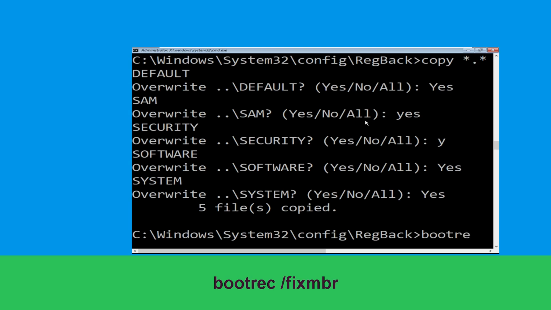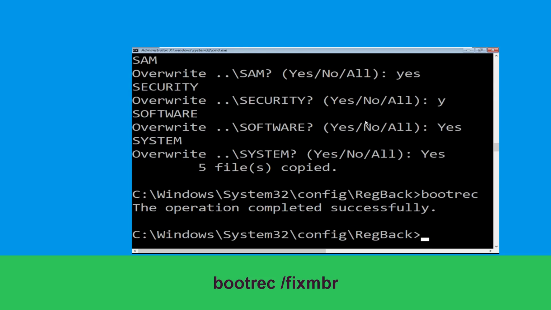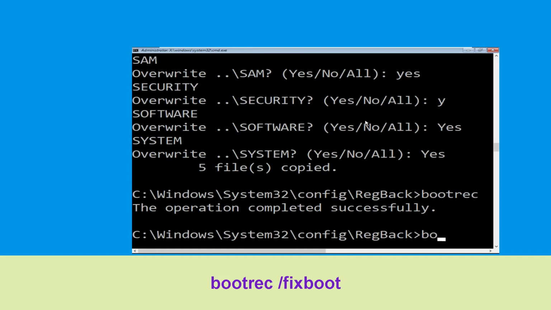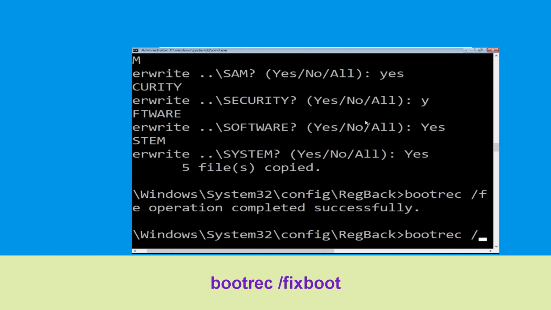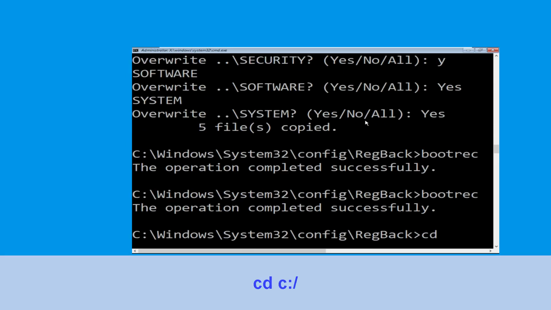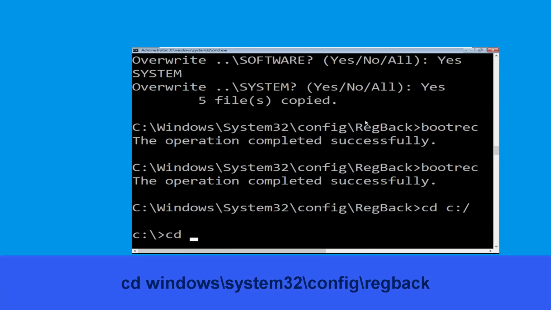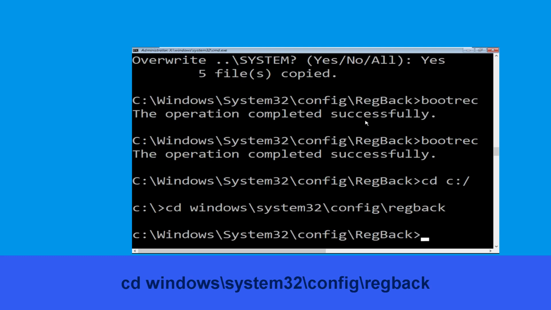Now execute this command. Type bootrec space /fixmbr and simply hit enter. Type bootrec space /fixboot and hit enter. Type cd space c:/ and hit enter. Now execute this command. Type cd space Windows /system32 /config /regback, then simply hit enter to execute this command.